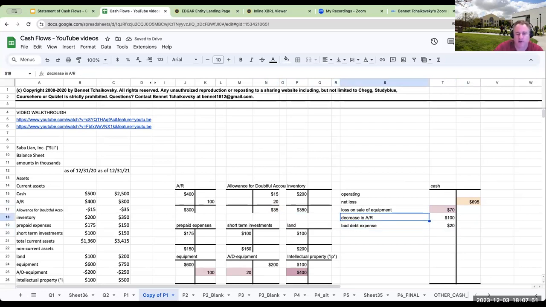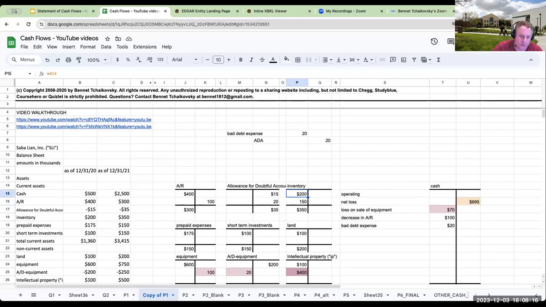It's bad debt expense. Remember, when I do the journal entry to increase, this is going to basically be 20 and 20. This is a non-cash item. It does not actually draw on cash. It's an estimate by management of the receivables we cannot collect.